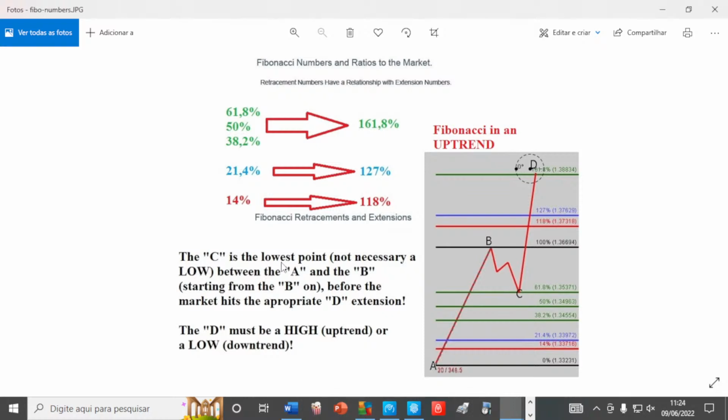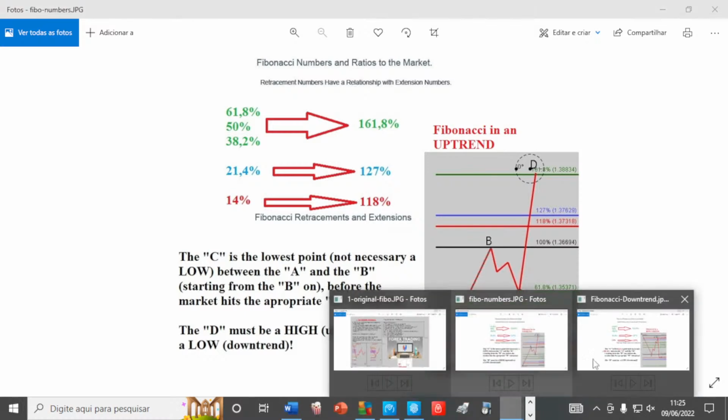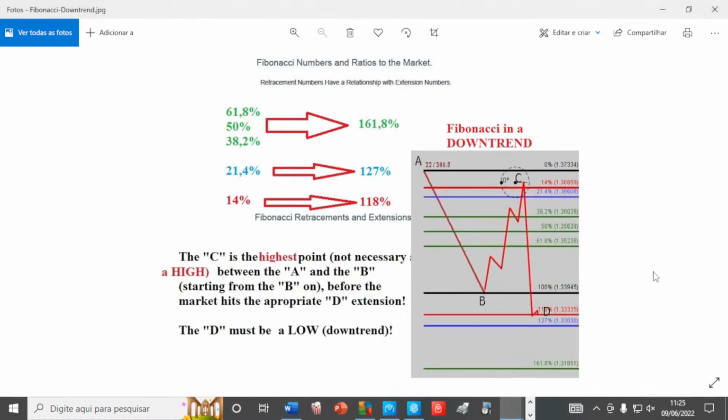The C is the lowest point, not necessarily a low, between the AB boundary starting from the B on before the market hits the appropriate extension. I'm going to ask you to memorize this. The D must be a high in an uptrend or a low in a downtrend. Okay, this is one. Now take a screenshot of this one.